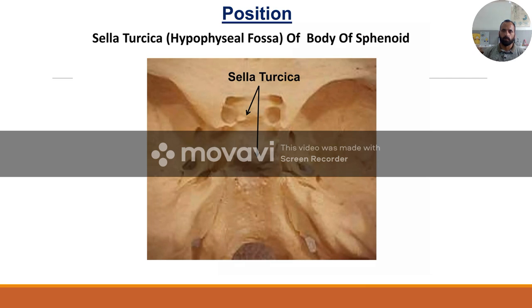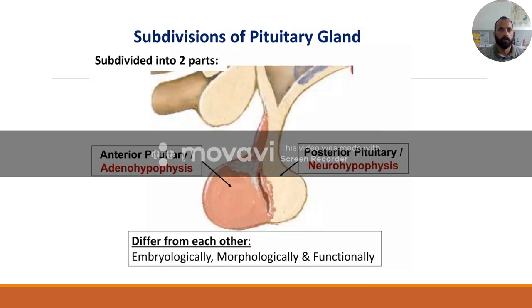And in the base of this sphenoid bone, on the interior aspect of the skull, there is one area that is called the sella turcica. In this sella turcica, as the arrows show, the pituitary gland will be present. Because of the development of the pituitary gland, it has two parts: one is called the anterior pituitary gland, and one is called the posterior pituitary gland.